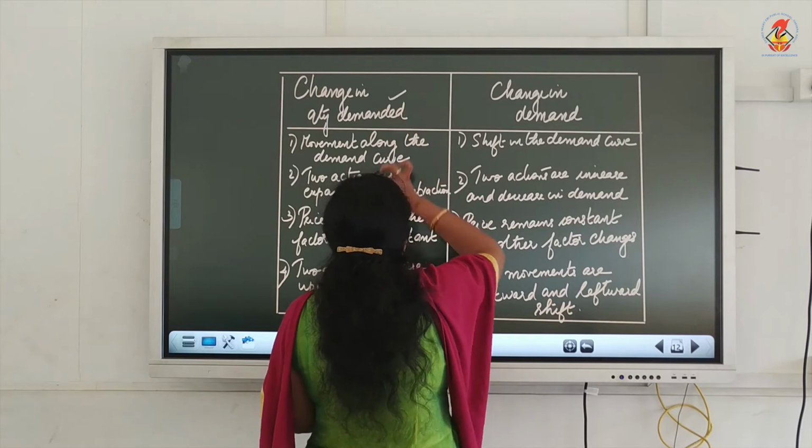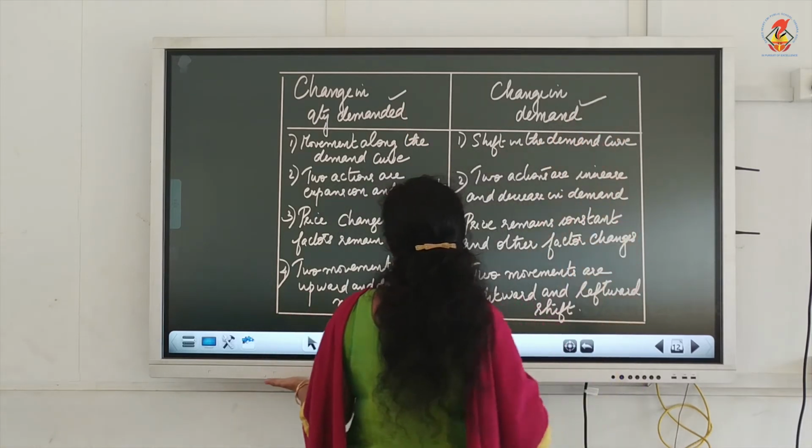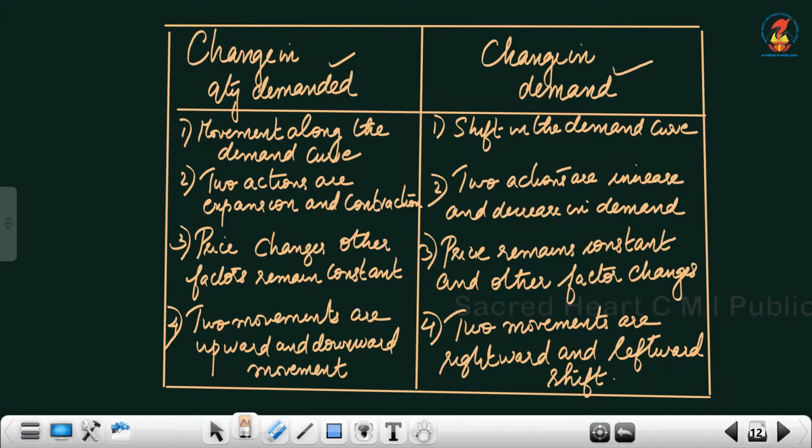This is change in quantity demanded and this is change in demand. Now what is the basic difference between that? First we will read out what is written in the table, and based on the diagram I will be explaining the points written in the table. First point with regard to that is movement along the demand curve. In change in quantity demanded, there is movement along the demand curve. But whereas in change in demand, it is shift in the demand curve. Next, in change in quantity demanded, we can find the two actions as expansion and contraction. But here in change in demand, the two actions are increase and decrease in the demand.